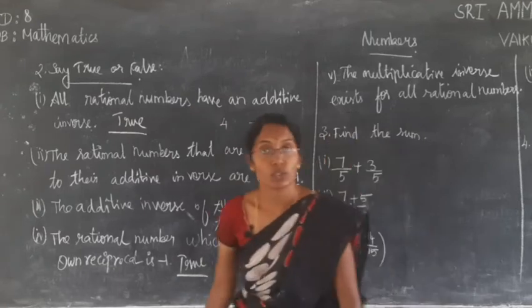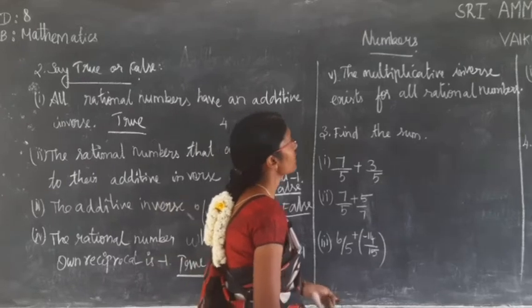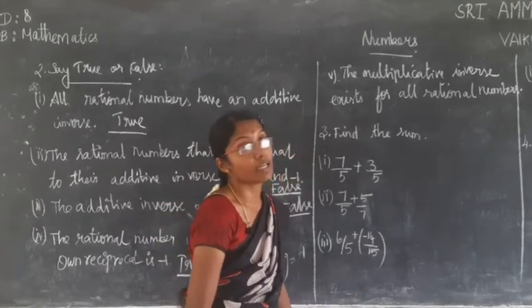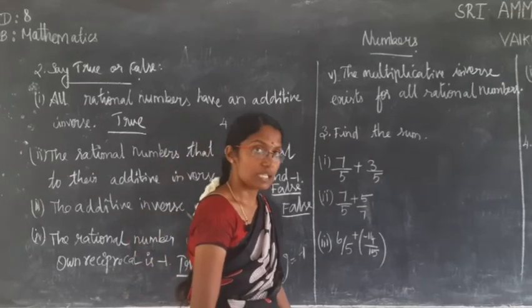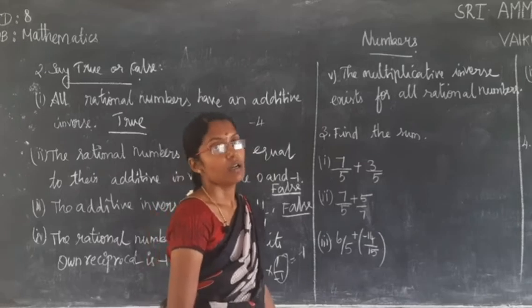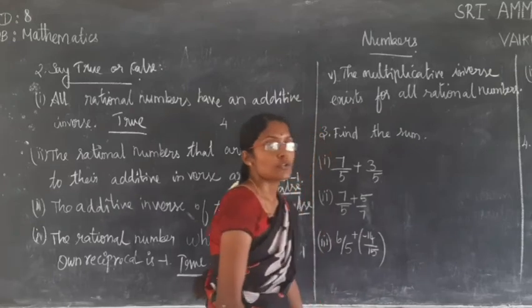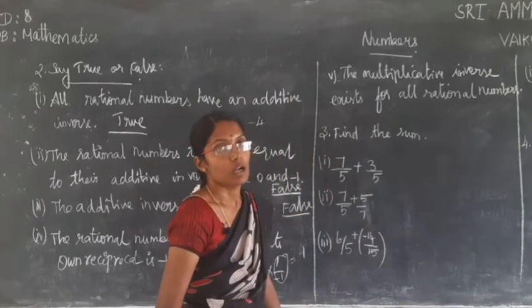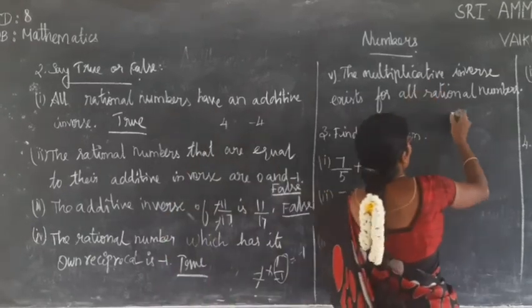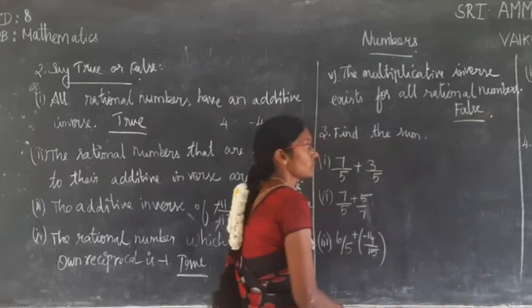Okay, clear? So the next question, the multiplicative inverse exists for all rational numbers. So here 0 is also a rational number. So whether the multiplicative inverse exists for 0? No. So if anything is divided by 0, what is it? Sorry, not defined. So multiplicative inverse does not exist for all rational numbers. So this statement is false.